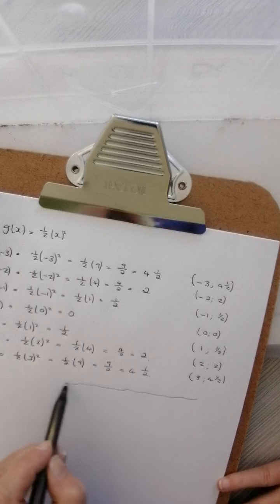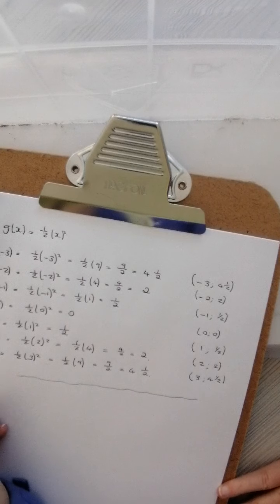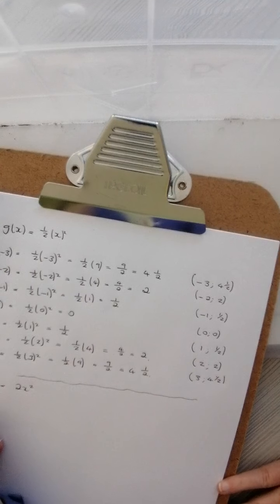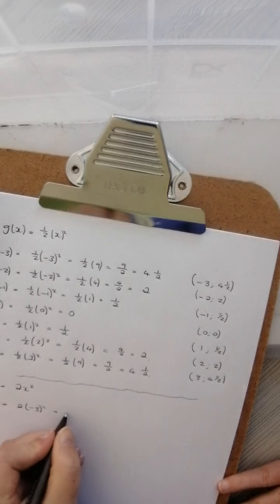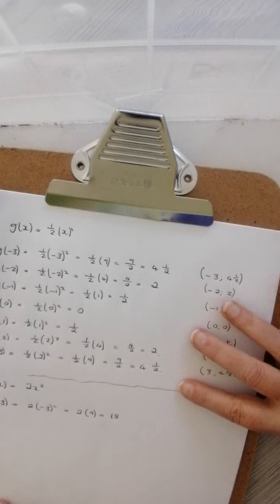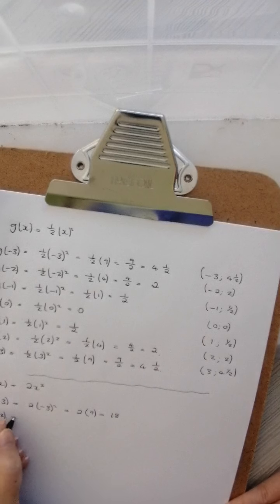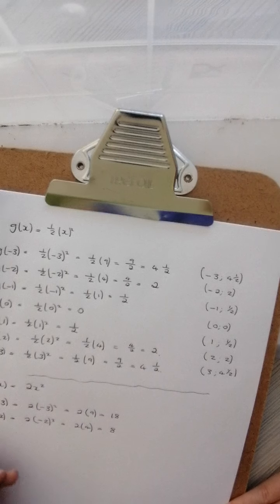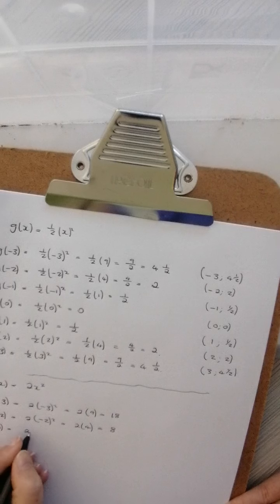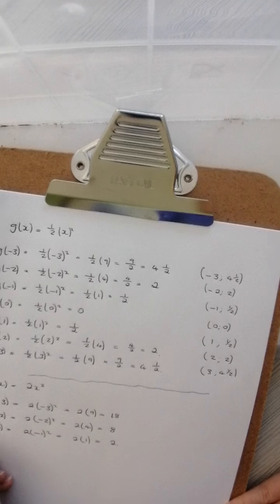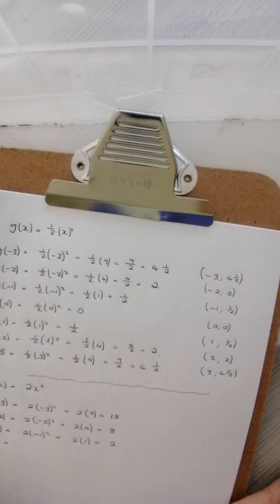I'm going to just do all of them and then we'll sketch them all together. Okay, h(x) is 2x squared. Let's do the same. So h of minus 3 is 2 times minus 3 squared, which is 2 times 9, which is 18. Wow, my graph's not going to be big enough for that. Let's say h of minus 2 is 2 times minus 2 squared, which is 2 times 4, which is equal to 8. H of minus 1 is 2 times minus 1 squared, which equals 2 times 1, equals 2. H of 0, we should know already by now that it's going to be 0.